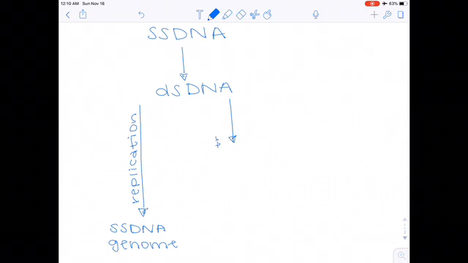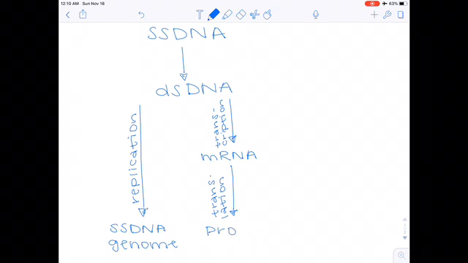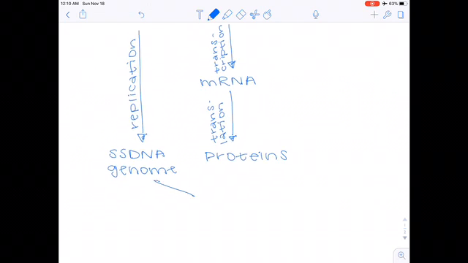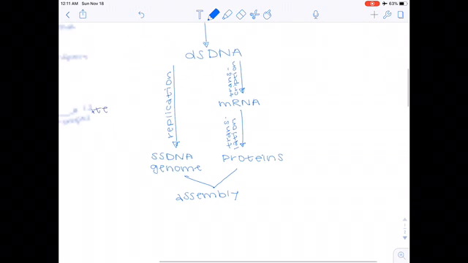Here you're going to have, again, I have to write so small, transcription into mRNA, and then finally translation into the proteins that will make up the nucleocapsid. And then we put these together and they assemble.